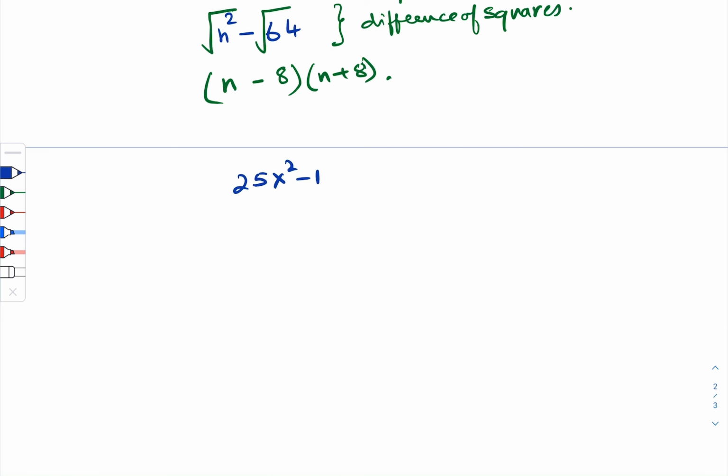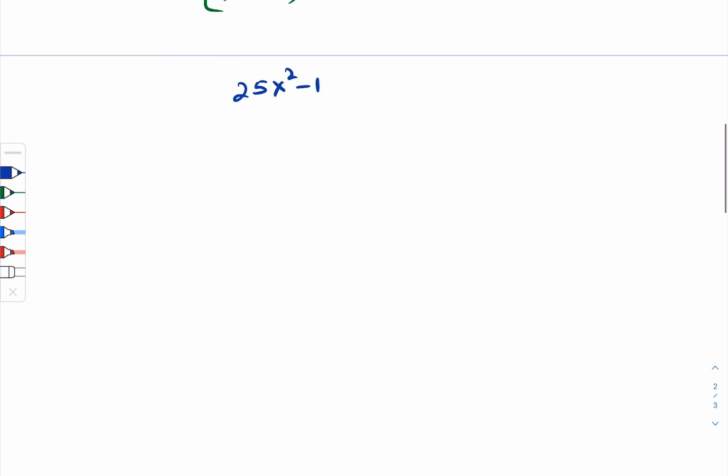25x squared minus 1. Go ahead and pause the video and try it, and then I'll show you how to do it. All right, so this one, the square root of that is going to be 5x, right? And the square root of 1 is 1. Because there's a negative sign between them, this is a difference of squares. So that's going to be 5x minus 1 times 5x plus 1. And there you have it.